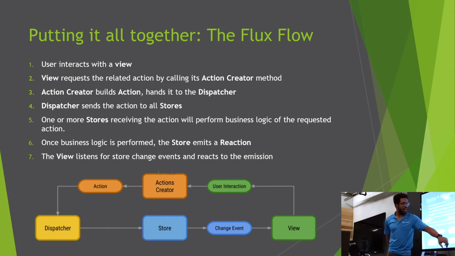View makes an interaction. The interaction calls the actions creator method. Actions creator creates an action. The action gets sent to the dispatcher. Dispatcher passes it to the store. And the store will emit this event, which is a reaction, and then the view listens for it. Always in the same direction every time.